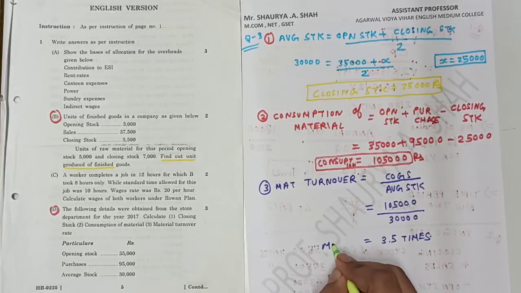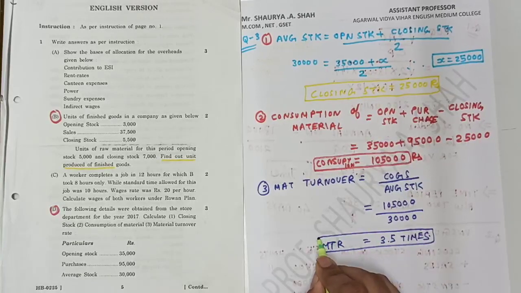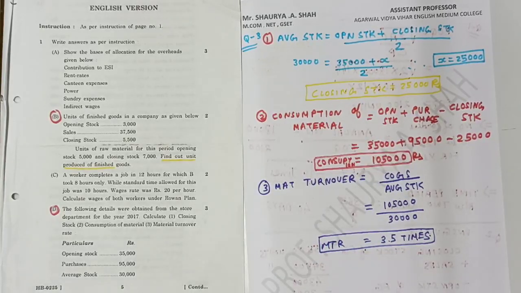So what is your material turnover rate? It is 3.5 times. What do you mean by 3.5 times, students? Your material is turned over during the entire year 3.5 times, continuously. I suppose it is clear. A sum for 3 marks, 1 mark each, right? You can find it out.